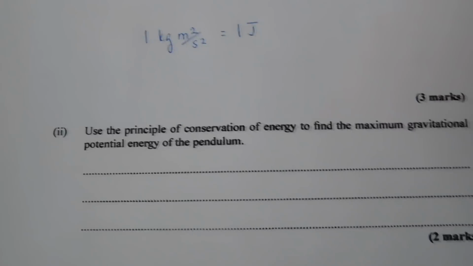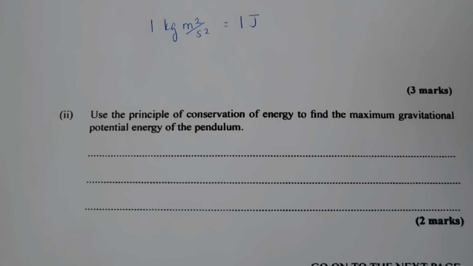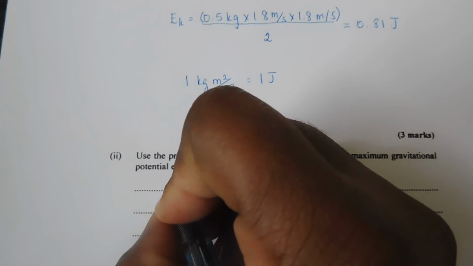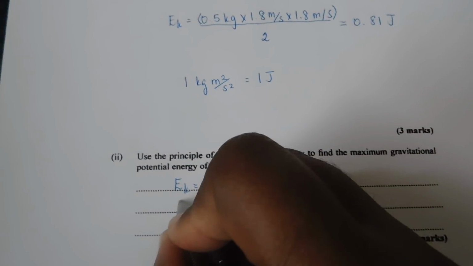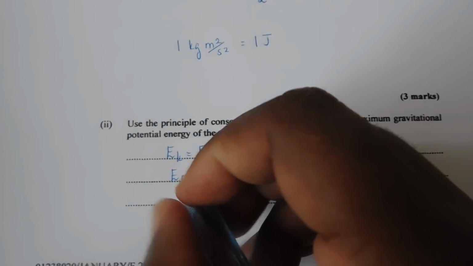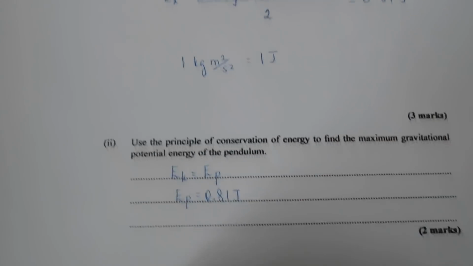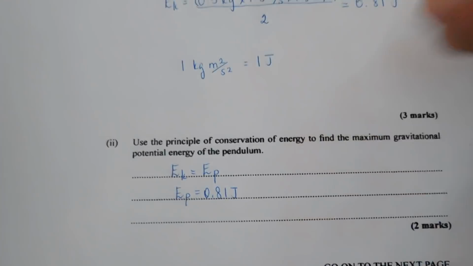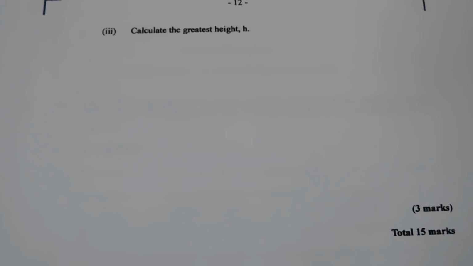Alright, so it says, use the principle of conservation of energy to find the maximum gravitational potential energy of the pendulum. So at some point, EK will be equal to EP. So therefore, EP will be equal to that, 0.81. Cool? And that's just 2 marks. Okay, so finish with that. And it now says, calculate the greatest height h.